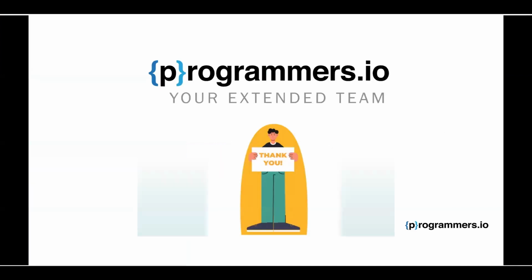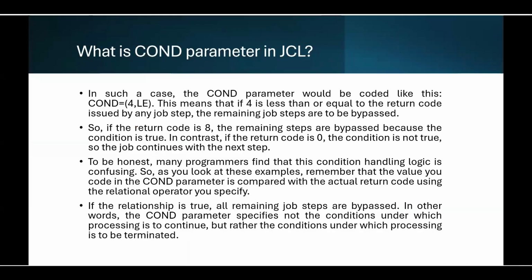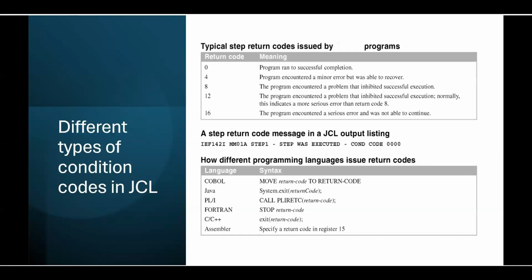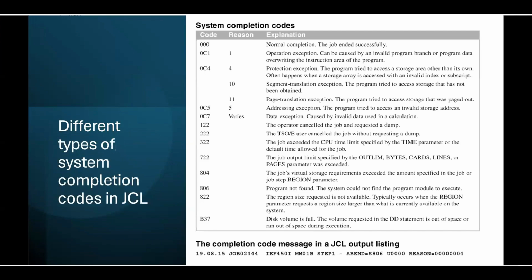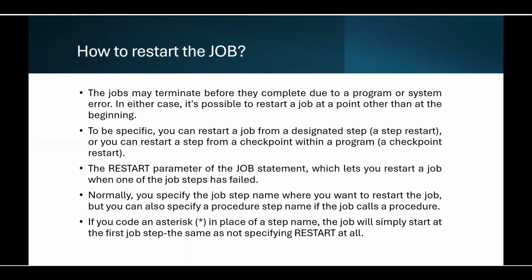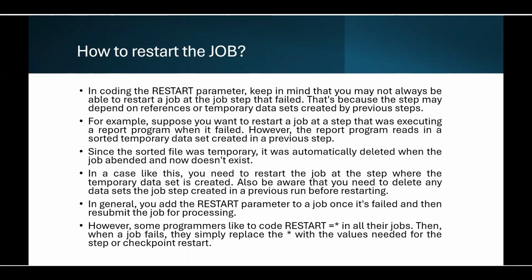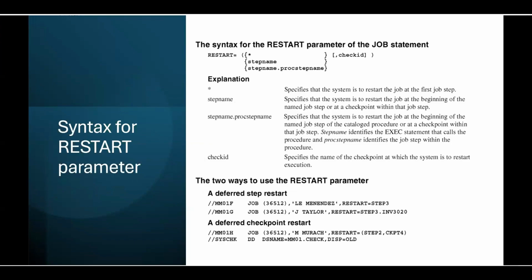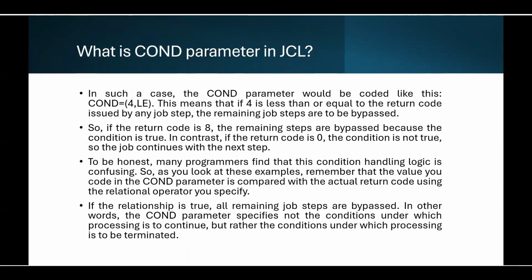So that's it for today. We learned about the completion code and return code, and how those condition and completion codes are important in JCL. After that, we learned what the RESTART statement is, and how you restart your job if a particular job step fails. And after that, we checked the condition parameter.